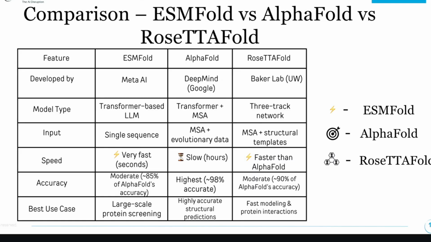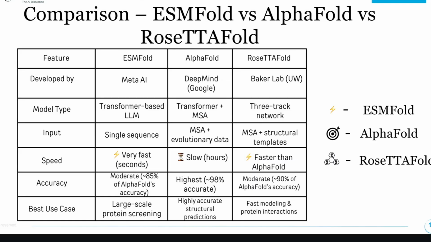AlphaFold is like an all-in-one house of a transformer plus multi-sequence alignment architecture. So ESMFold is just transformer based, but the difference is AlphaFold caters to multiple sequences at the same time. ESMFold only focuses on one protein sequence, which I'll show you in the upcoming slide, on how ESMFold predicts protein structures. Whereas RosettaFold is like a three-track network.